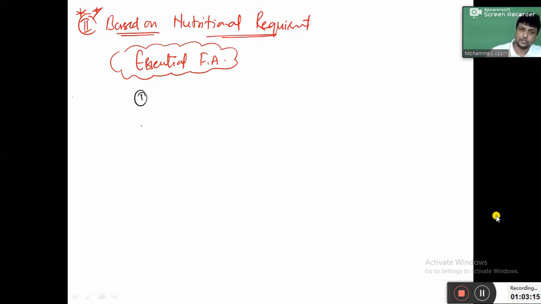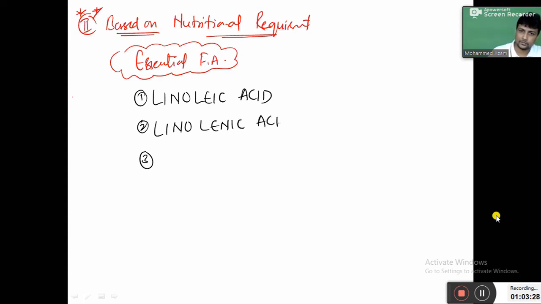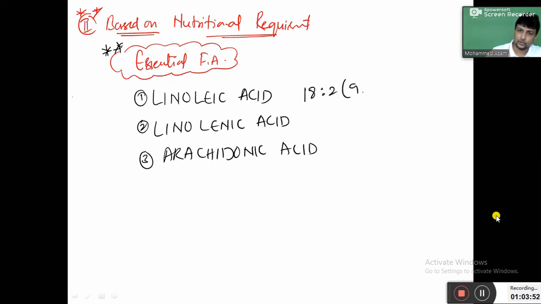Examples are important. There are actually 3 essential fatty acids. Number 1 you'll be having linoleic acid. Another one will be linolenic acid. And number 3 will be arachidonic acid. So linoleic acid, linolenic acid and arachidonic acid, these 3 are the essential fatty acids, and this is a very important topic for your MC exam. Now, what you have to learn here right now is the nomenclature. Linoleic acid will be like 18:2, then 9:12.